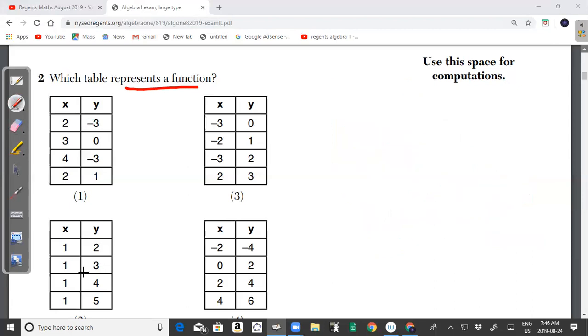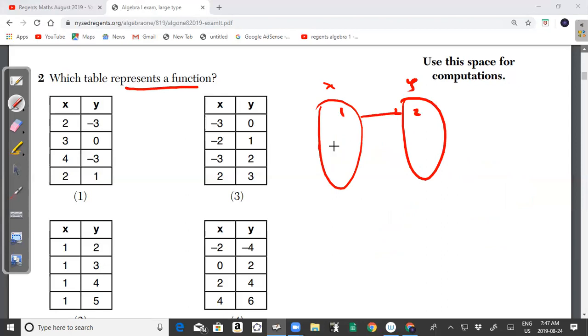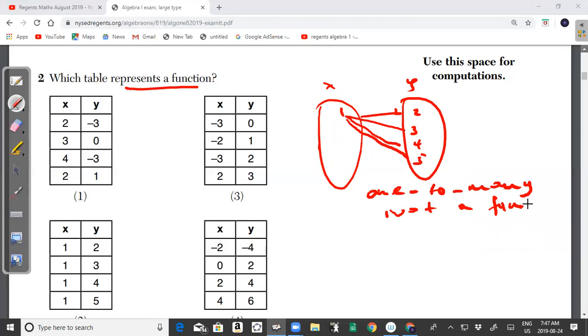Number two here. So here's a mapping diagram again of x, y. And we see that one is mapped onto two. One again is mapped onto three. One is mapped onto four. One is mapped onto five. So as you can see, definitely this is a one to many again, which is not a function. So this is out. Let's look at three.